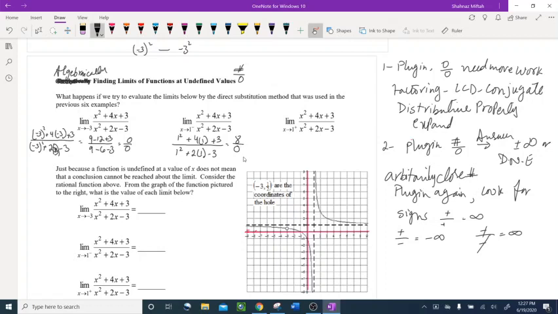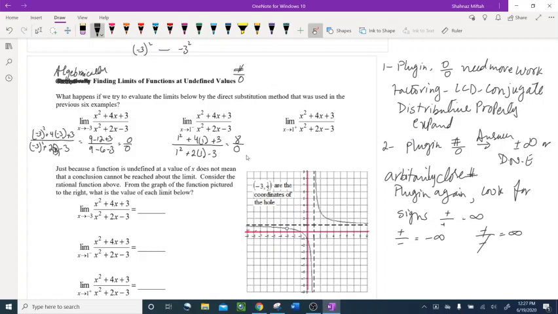That's undefined. Do you see? I didn't even pay attention to the left and right; I just plugged in directly. This is the first thing you should do. If I get 8 over 0, it means I'm going to pick a number arbitrarily close to 1 from the left, and one arbitrarily close to 1 from the right. Plug in, and we'll decide what our answer is: positive infinity, negative infinity, or something else.